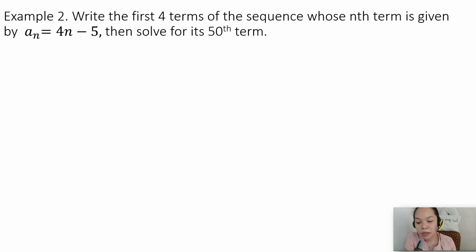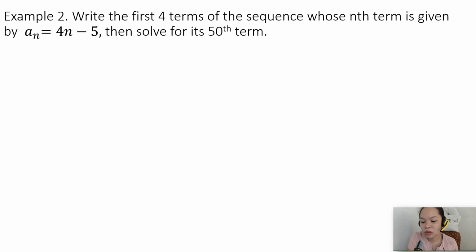Next, we'll have example 2. So suppose we're going to write the first 4 terms of the sequence whose nth term is given by an is equal to 4n minus 5. After getting the first 4 terms, we are then going to solve for its 50th term. So here we have a different challenge, no? It's a little harder, but if you just follow the process here, I'm sure you will become familiar with the solutions.